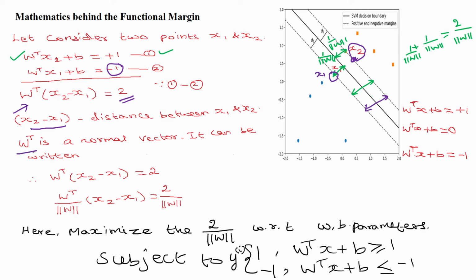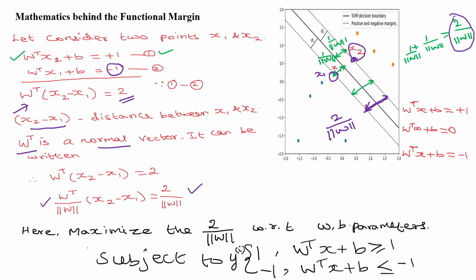Here the w transpose is called the normal vector. It can be written as w transpose divided by norm w times x2 minus x1. So finally it can be written as 2 divided by norm w. This is how that 2 divided by norm w came, right? This entire distance is 2 divided by norm w.